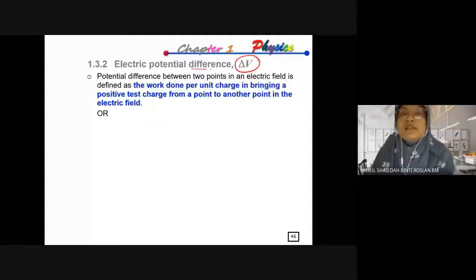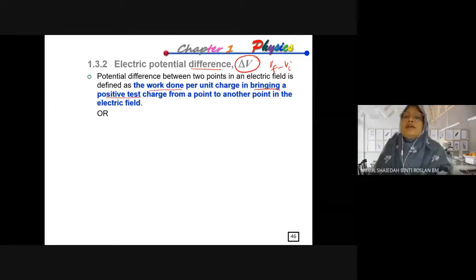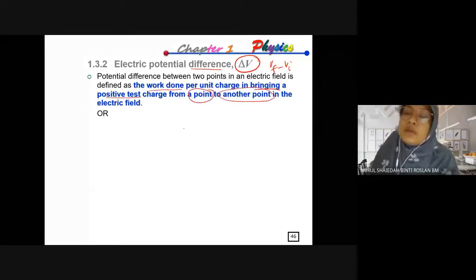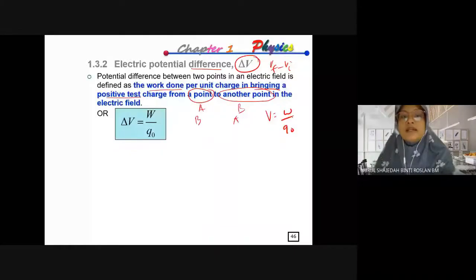Okay, I move on to electric potential difference. When we talk about difference, it has something to do with minus, right? Something minus something. So, usually V final minus V initial. So, potential difference between 2 points in an electric field is defined as the work done per unit charge in bringing a positive test charge from one point to another point. What is different from before? Before it was from infinity to a point, but this one we have specific points. Let's say point A to B or point B to A. That means it has specific points. So the formula is the same as before. If V before equals W over Q naught, since this one is delta, just add delta. And this one also delta. Delta V equals delta W over Q naught.